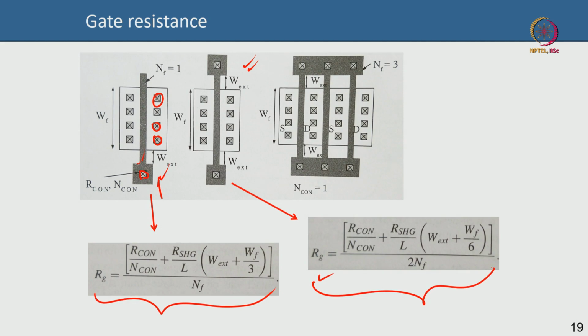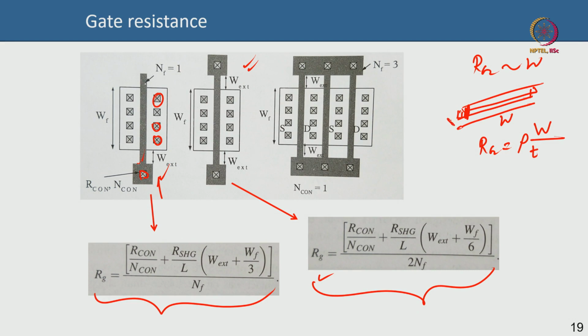Remember the gate resistance as in the gate metal resistance. Okay. And gate metal resistance scales as W, because you can think of this as a bar, you know, as a bar. So, there is a cross sectional area and then there is a bar. So, this is your W. So, you can say that resistance is actually rho L by A, L is here W, area is this cross section area, that is the thickness of the metal into the gate length.